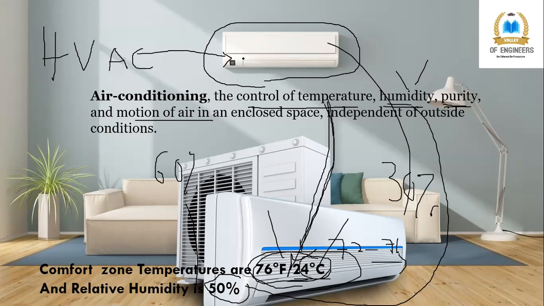Third is purity. It has filters also. The filter will remove all, like if you have any dust particles or anything, from the air. It will keep the air clean. And fourth is motion. So obviously, have you seen, guys, the AC throws the air in different directions. So it keeps the motion of the air uniform in the room. So these are the functions of an air conditioning.